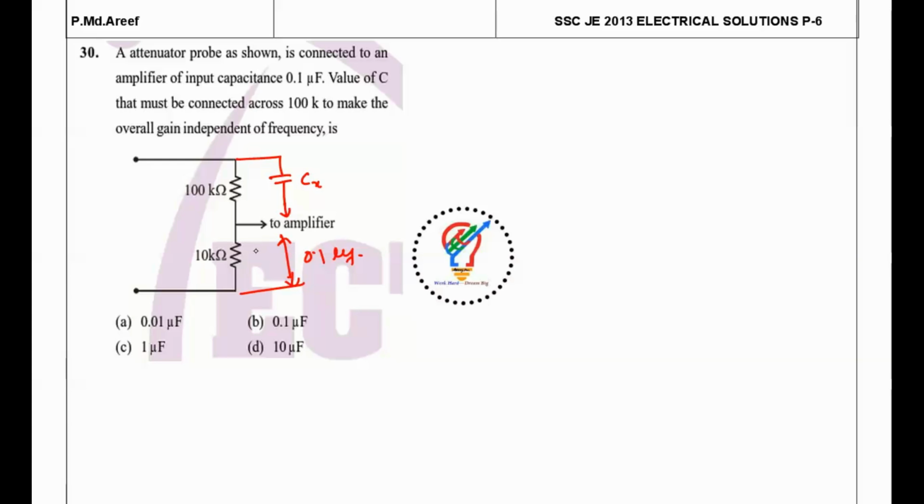For that, I will follow the shortcut. The resistance ratio of 100 kilo divided by 10 kilo should be made equal to the capacitance ratio, which is inverse. So 100 is equal to 0.1 microfarads divided by Cx. From this, Cx is found as 0.01 microfarads. So this is the answer here.